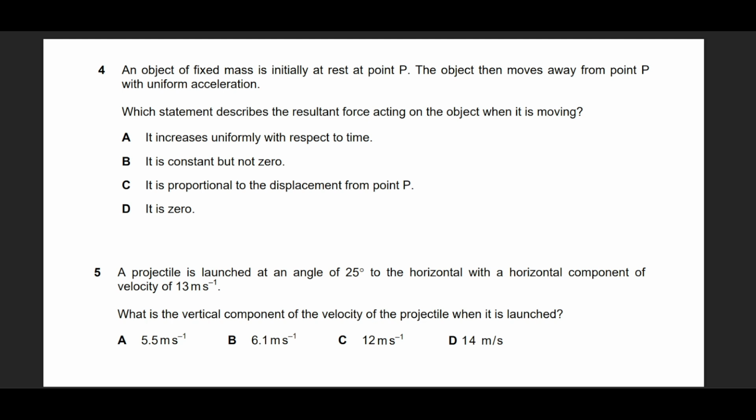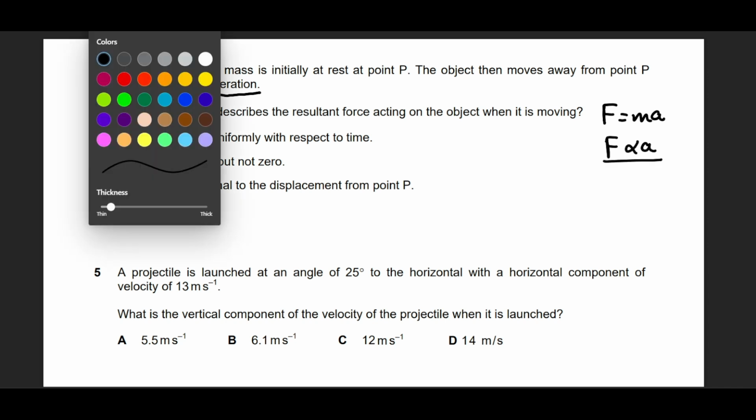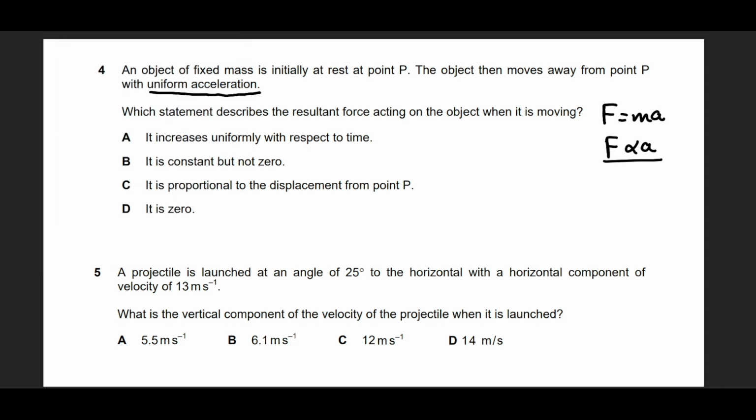Question number 4 suggests an object of mass initially at rest at point P. The object moves away from point P with a uniform acceleration. It could be in any direction. Which statement describes the resultant force acting on the object? Now, for the resultant force and acceleration, we use the equation F equals ma. If the mass is constant, then force and acceleration will be in the same direction and will be proportional to each other. It says it increases uniformly.